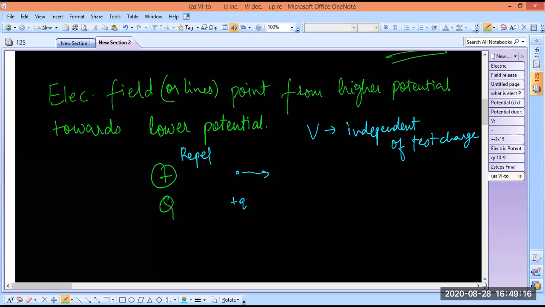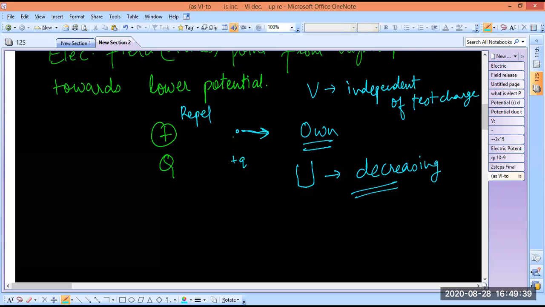If you consider this charge plus q and this plus q, and they repel, so this will go away, right? I'm sure you remember, whenever anything happens on its own, that is only possible if potential energy is decreasing. Nature loves to decrease potential energy. So if this q goes away, potential energy will decrease. But because this is positive, and V is equal to U by q, if U will decrease and q is positive, V will also decrease, right?